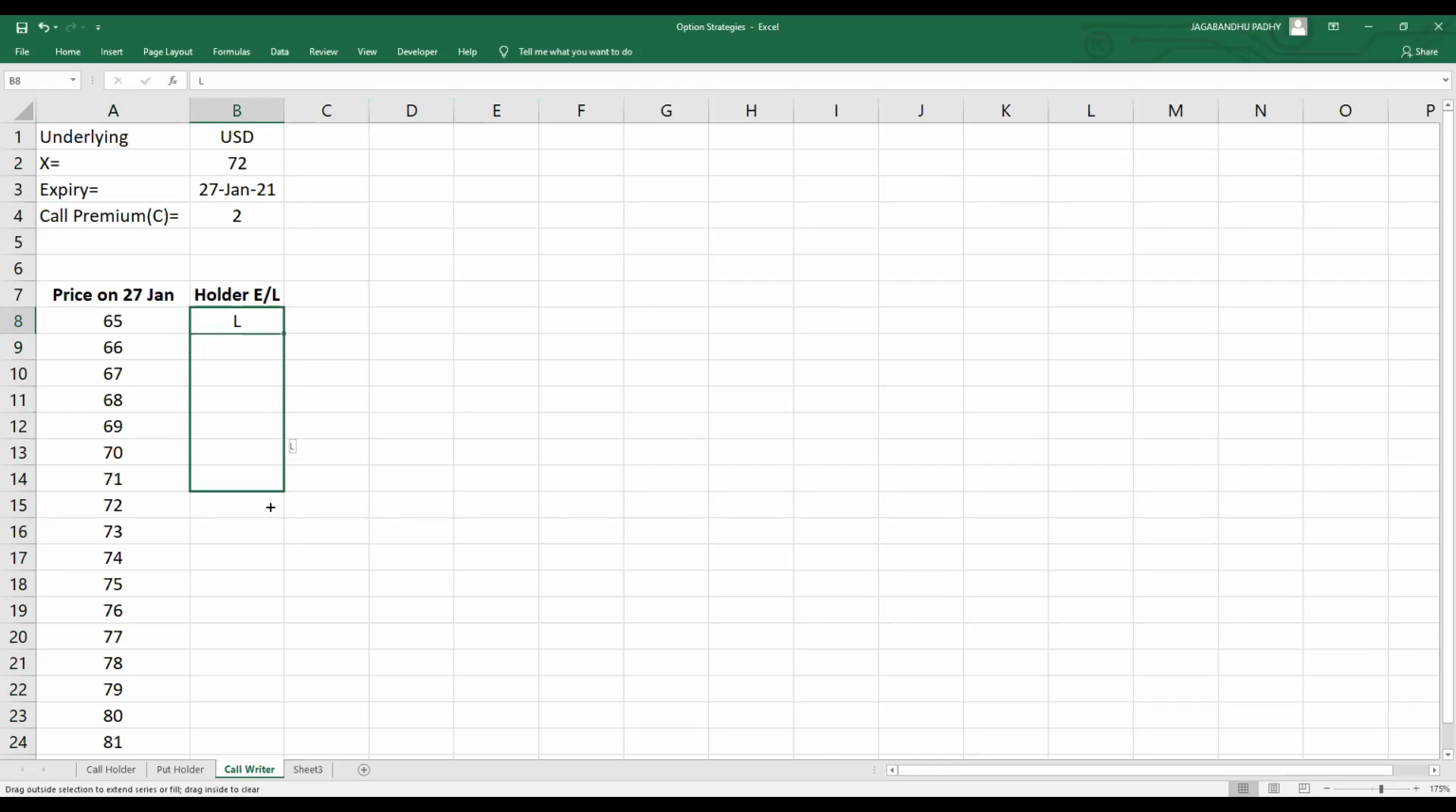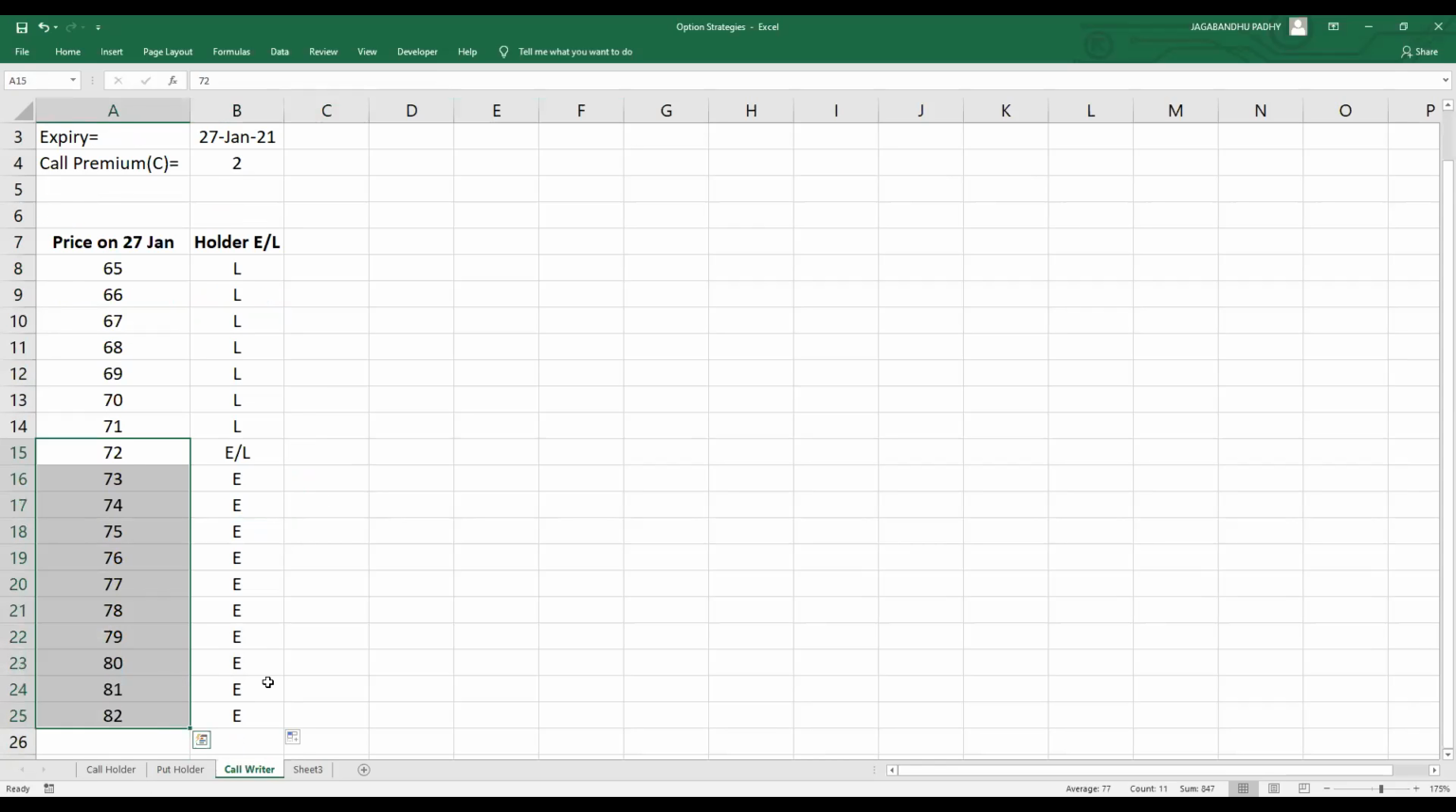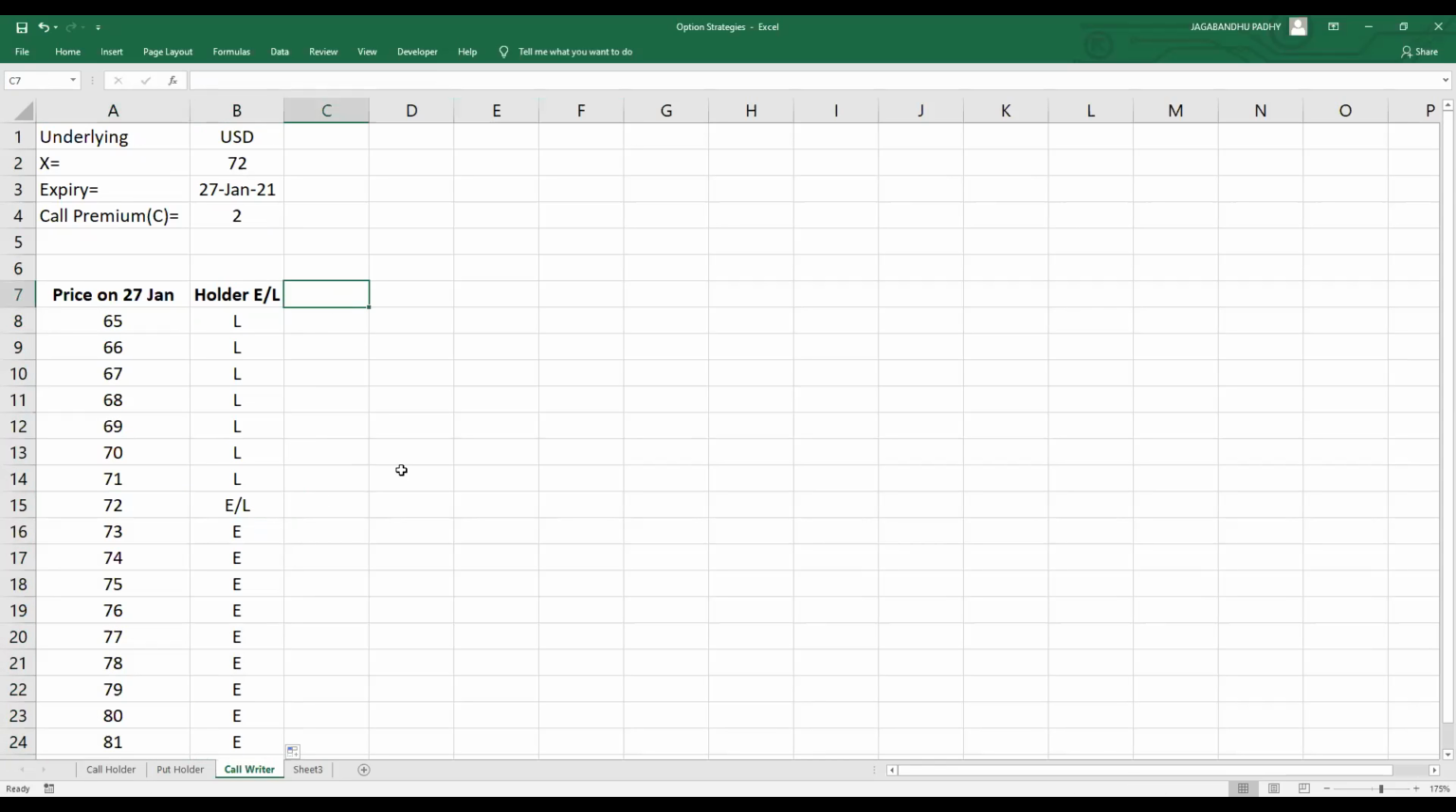And we know that this lapse story is going to continue till 71. At 72, he will be indifferent between exercise or lapse. Then from here onwards, he is going to exercise it. So the holder exercises or lapses: from 65 to 71, it's lapsing. From 72 onwards, it is exercising.